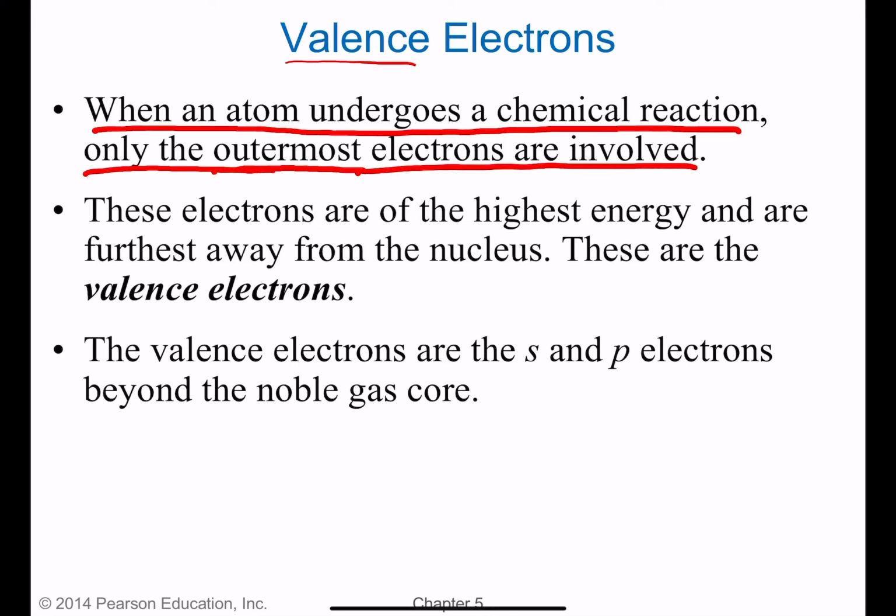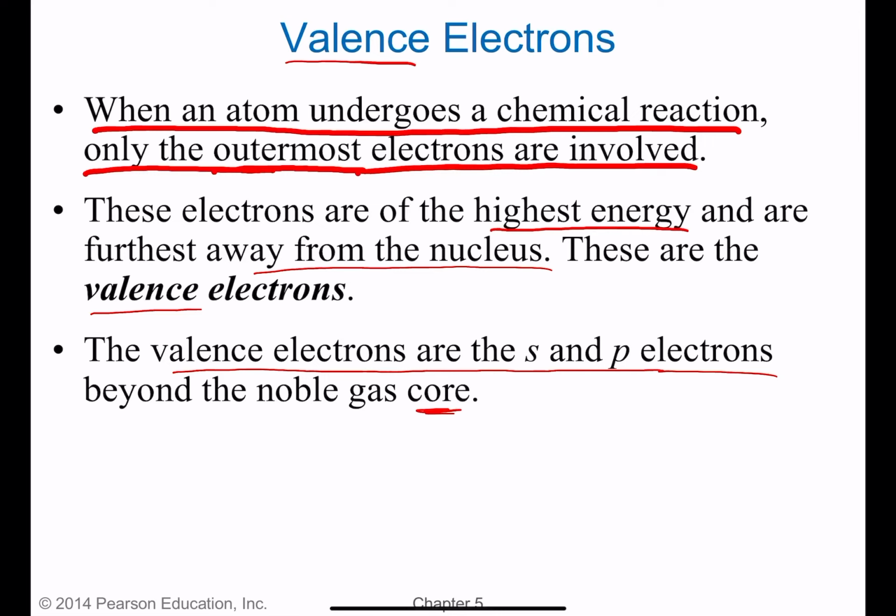So these electrons are of the highest energy, meaning they're furthest away from the nucleus, and they are called the valence electrons. Valence electrons are the ones that participate in chemical bonding. So the valence electrons are pretty much just the s and p electrons beyond the core electrons.